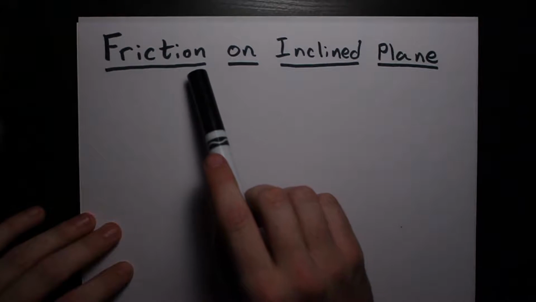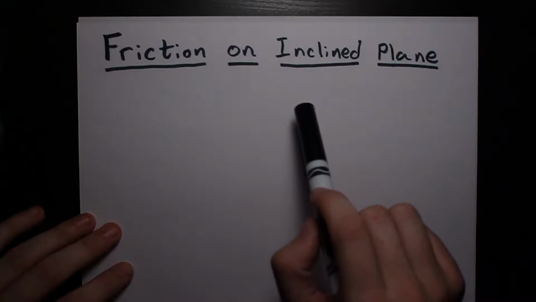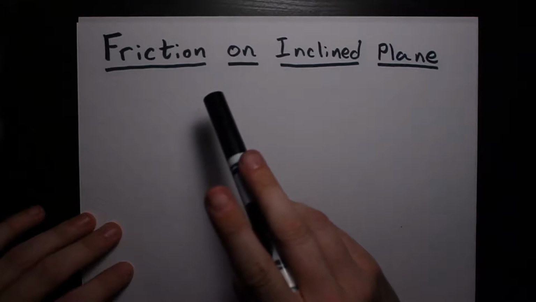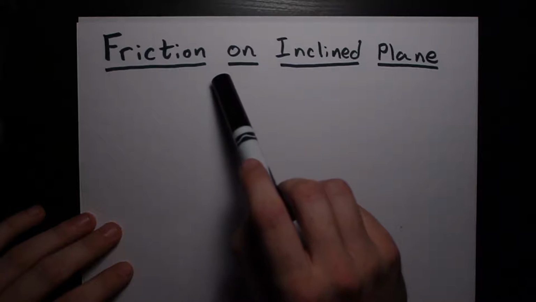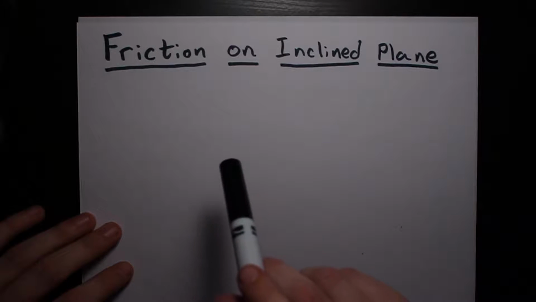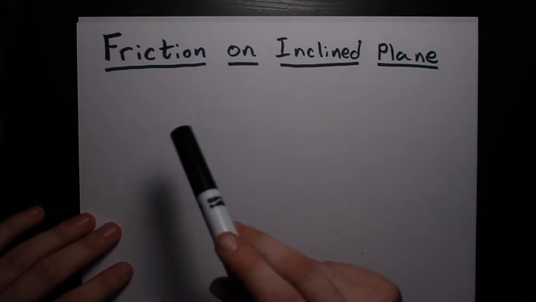Now we know that friction opposes the motion of an object. So on an inclined plane, we need to think of two different situations: when the block is not accelerating and also when the block is accelerating. So let's first look at when the block is not accelerating.